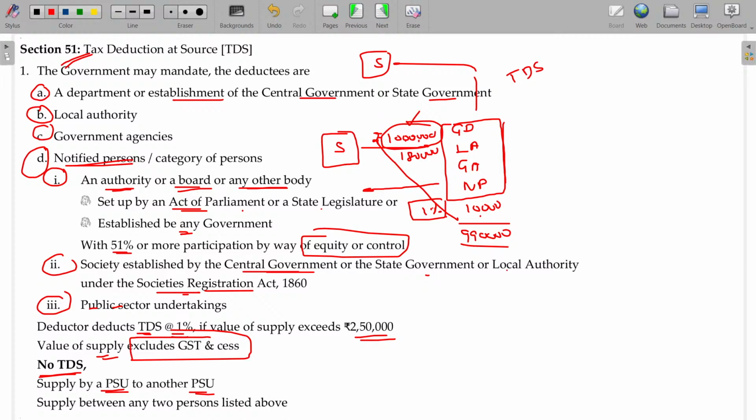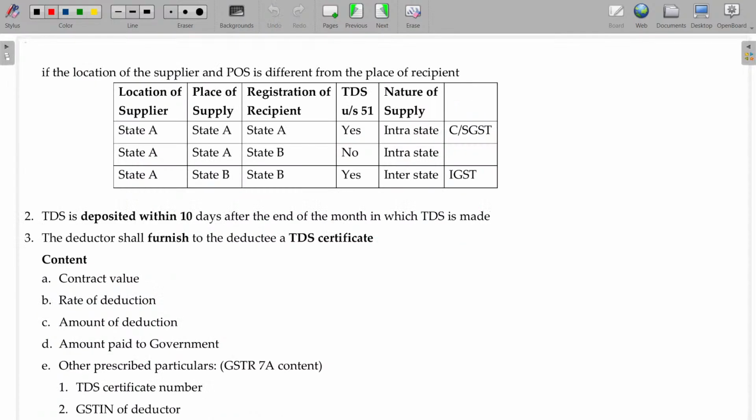No TDS on supply by a PSU to another PSU. If the supplier is also a PSU and the recipient also a PSU, of course TDS is not applicable on supply between these two parties. Supplier being other than these notified persons, then of course you have to deduct the TDS.